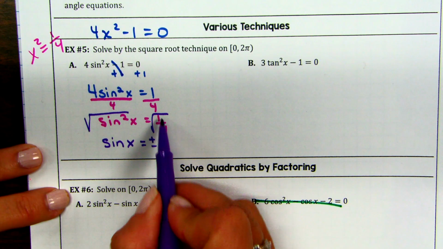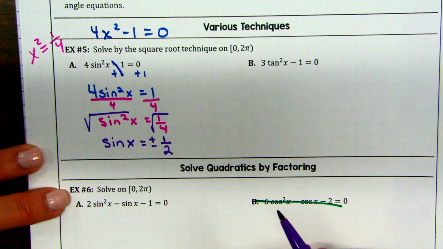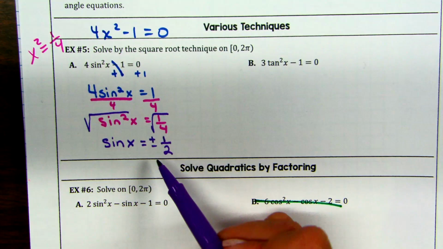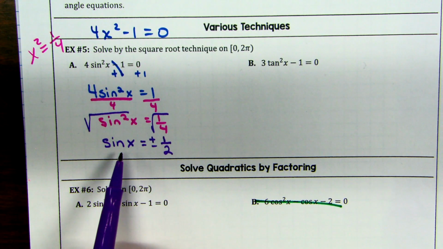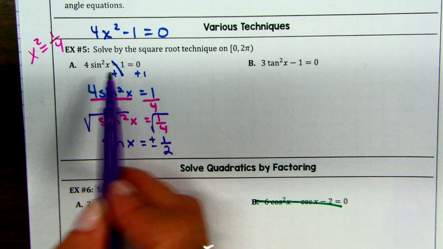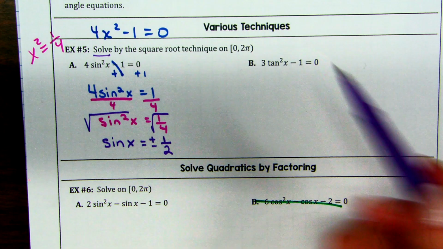The square root of 1 is 1. The square root of 4 is 2. So that's goal number 1. Get the trig function and its variable by itself on one side. But that's still not solving it. Remember, solving an equation means isolate the x. X equals whatever, okay? That does not say x equals. It says sine x. X is a theta.